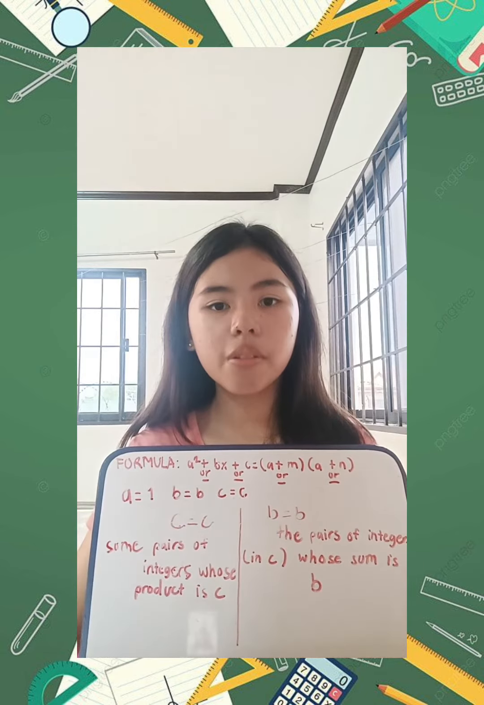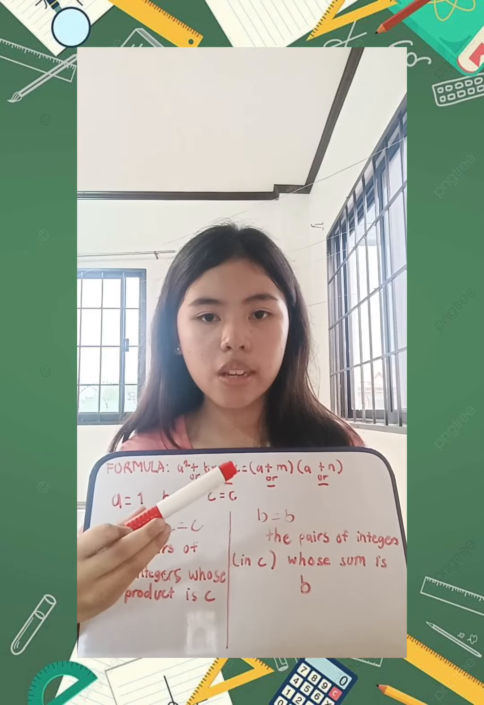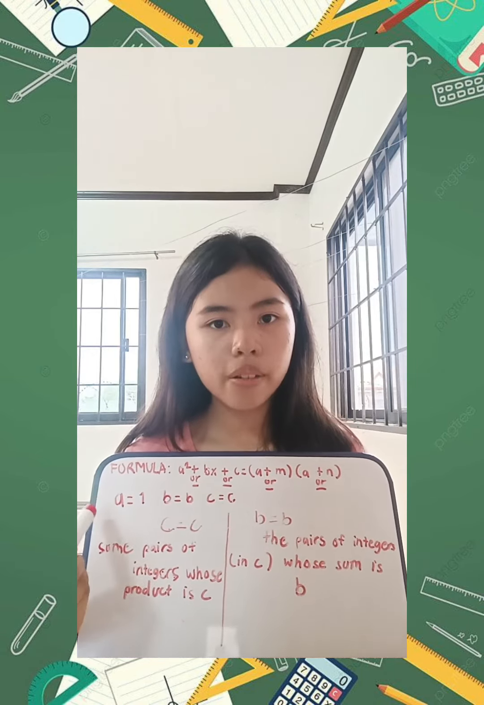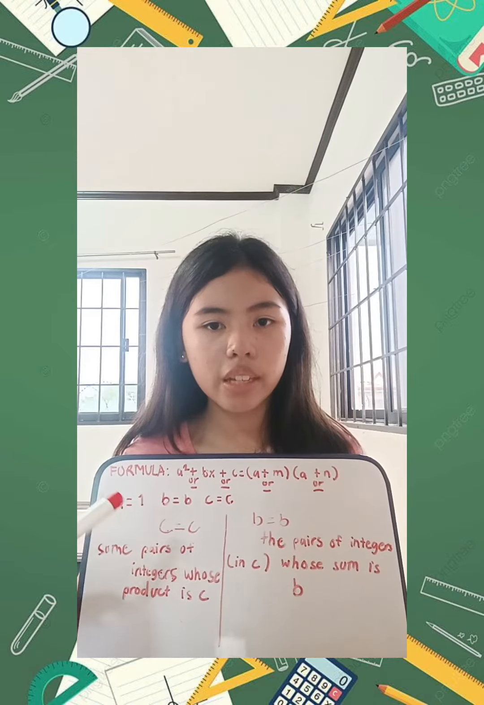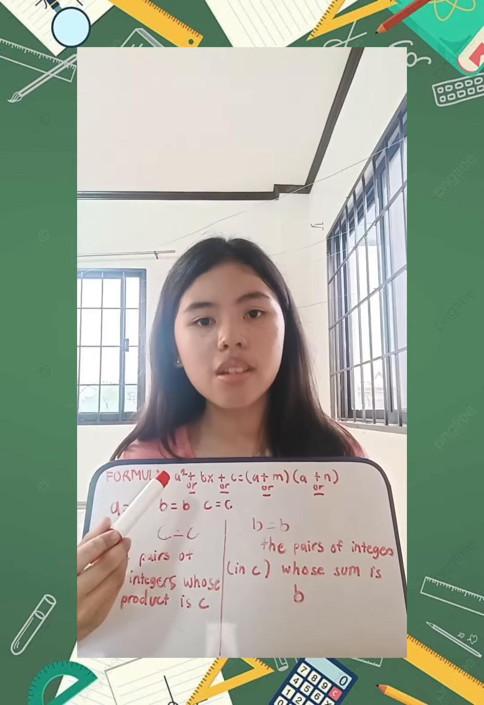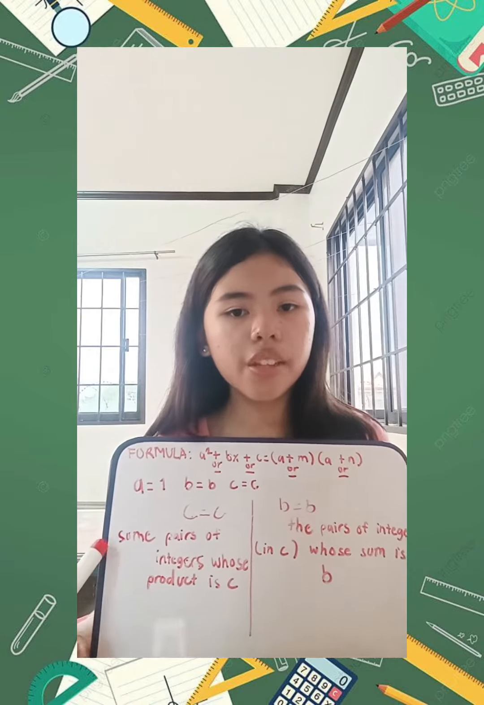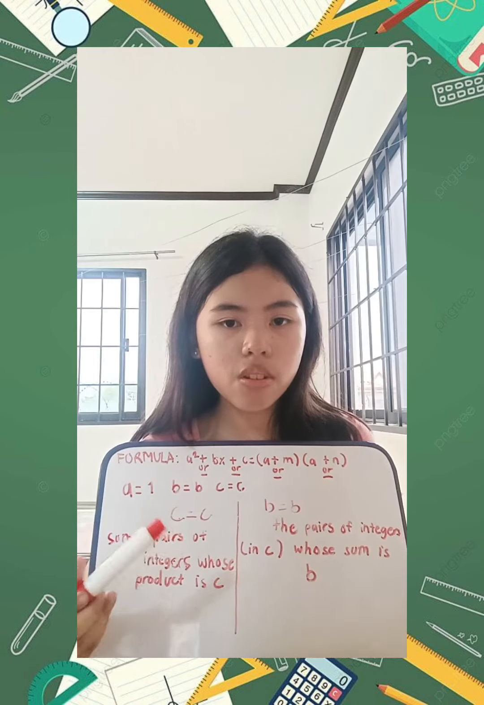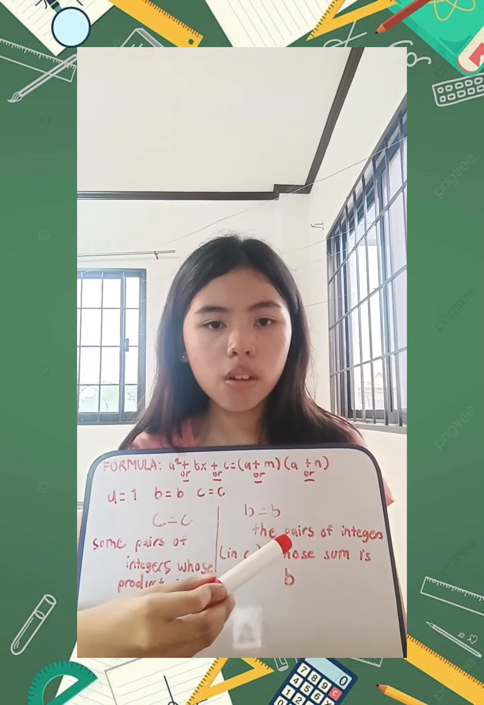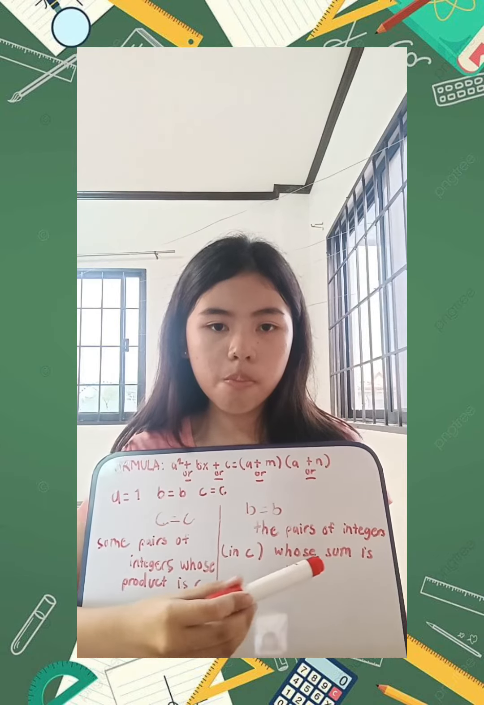Next topic is general trinomials in the form of x squared plus or minus bx plus or minus c. To solve it, you will have to list down the numerical coefficients of each term like this. A is equal to 1 because the first term, or A, is always variable. B is equal to B, then C equals C. Then you will find some pairs of integers whose product is C. And on the other side, you will find the pairs of integers in C, right here, whose sum is B.